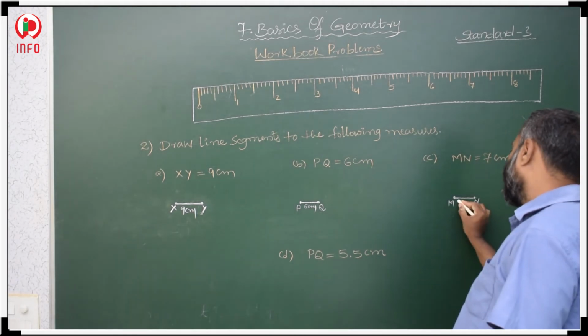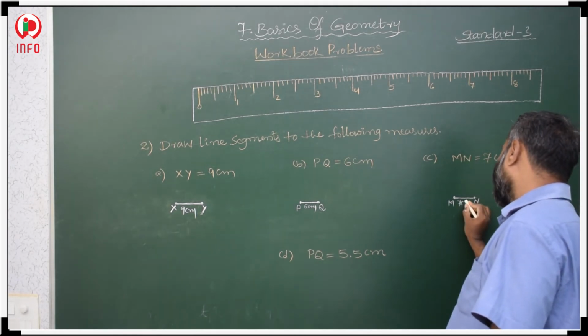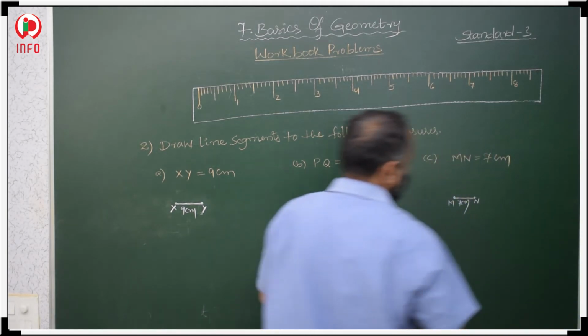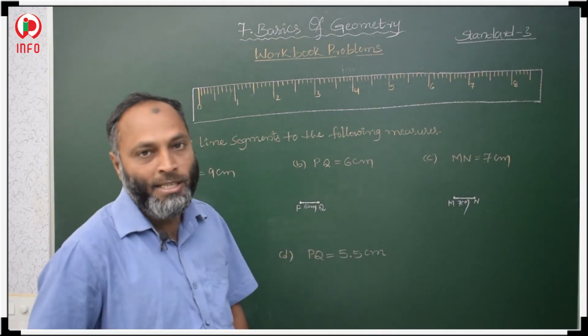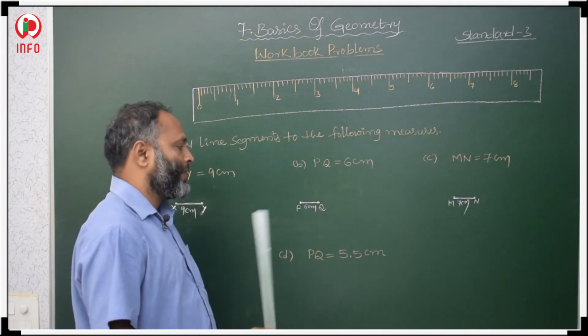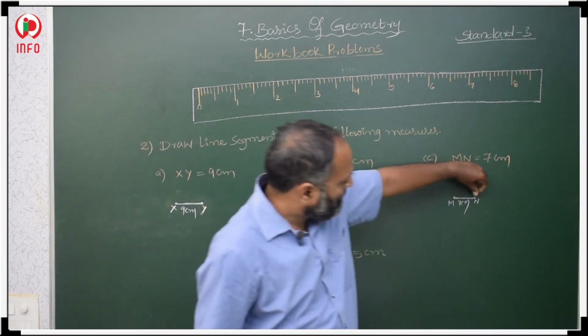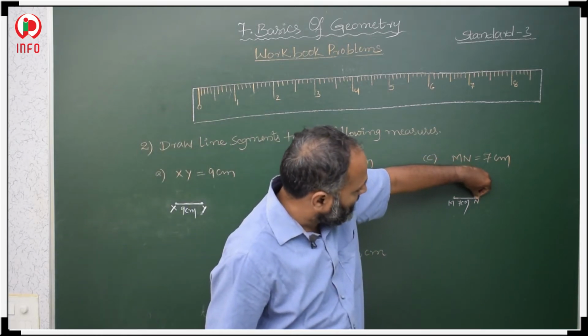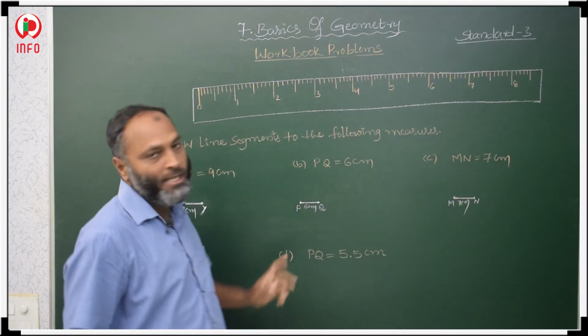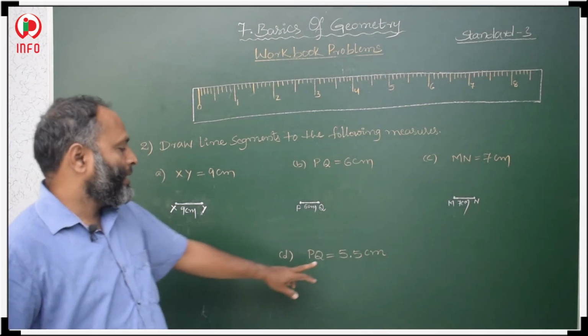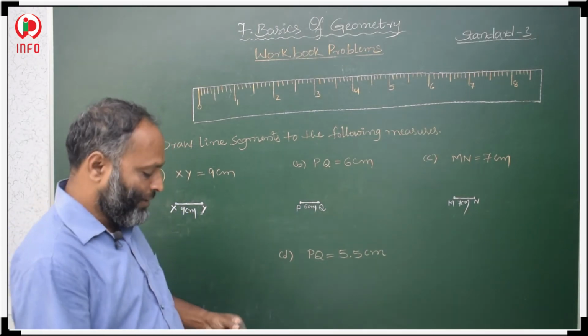So this is 7 centimeters, right here. This is your 7 centimeter line segment. Don't extend it, you have to take exactly 7, okay. And after that this is PQ, 5.5 again.